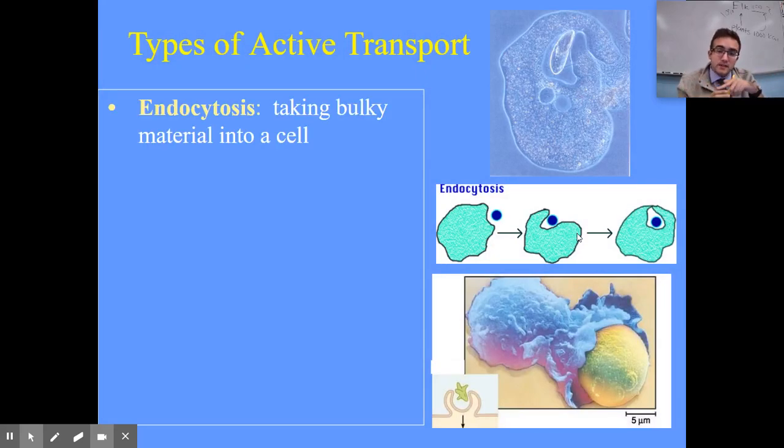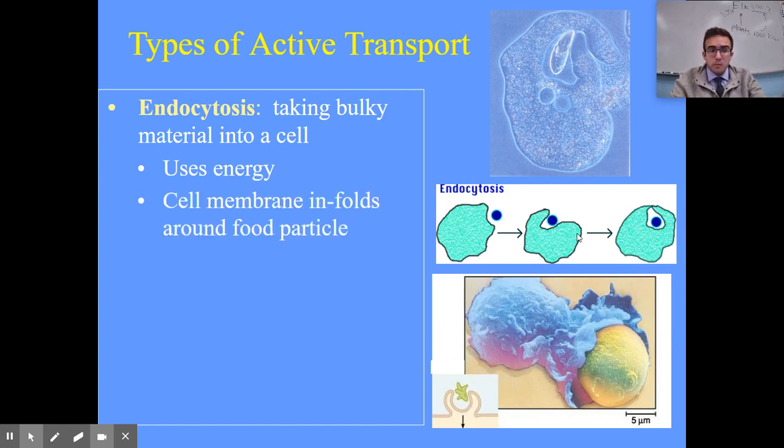All endocytosis is, is taking bulky things into the cell. It uses energy, and the cell membrane will fold in around the food particle. Whatever the bulky thing is will butt against the cell. The cell will cave in, form around it, and form a vesicle around it. This is kind of how the cell eats. You can think of this as cell eating.